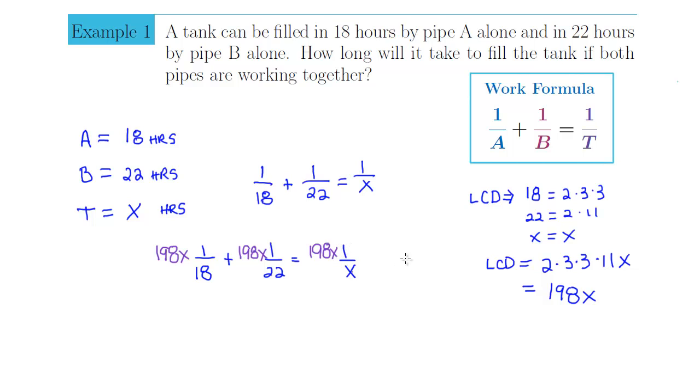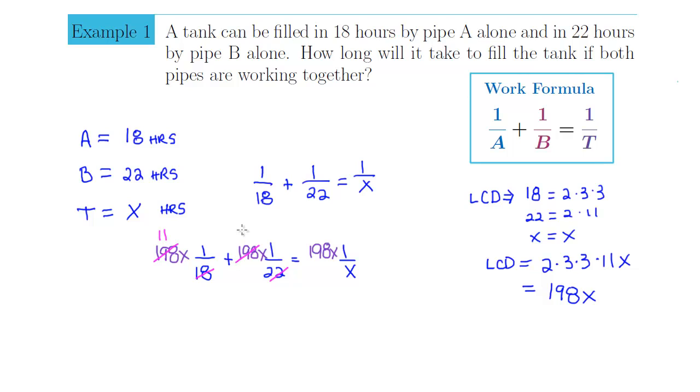And the reason we do that is because this will now allow us to cancel the denominators with these factors that we've multiplied by, our LCD. In fact, 18 goes into 198 11 times, so we can cancel the 18 with the 198.